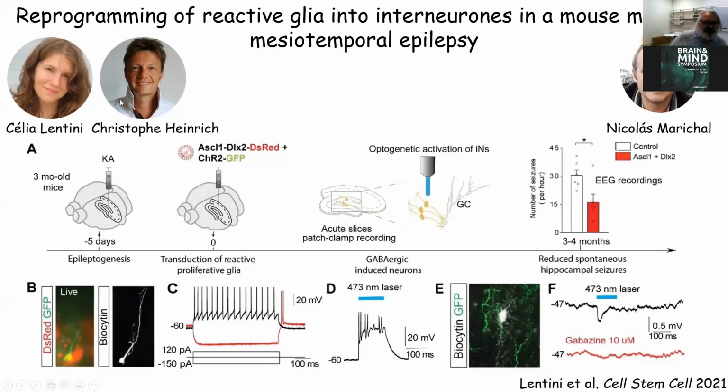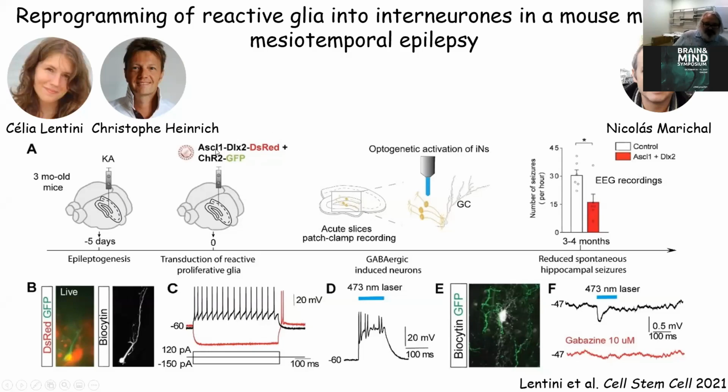So Christoph was interested to see whether inducing neurons, interneuron-like cells, in the context of an epileptic hippocampus could indeed bring about some functional amelioration. And so what Celia did was to inject first kainic acid to induce here a focal epilepsy, a model of mesotemporal lobe epilepsy. And then a couple of days later, a reprogramming factor cocktail was expressed.